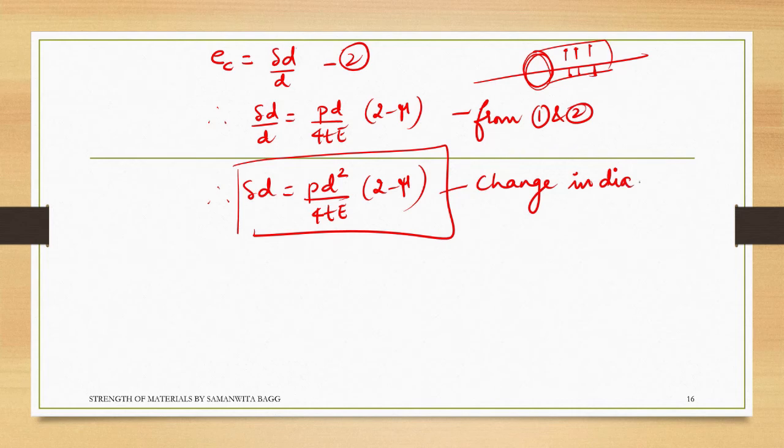We have to recollect that we are talking about two vessels over here. One is thin cylinder, one is spherical shells. So we have to talk every time about thin cylinder. So this is about the thin cylinder that we are talking. Now let's talk about the longitudinal strain.